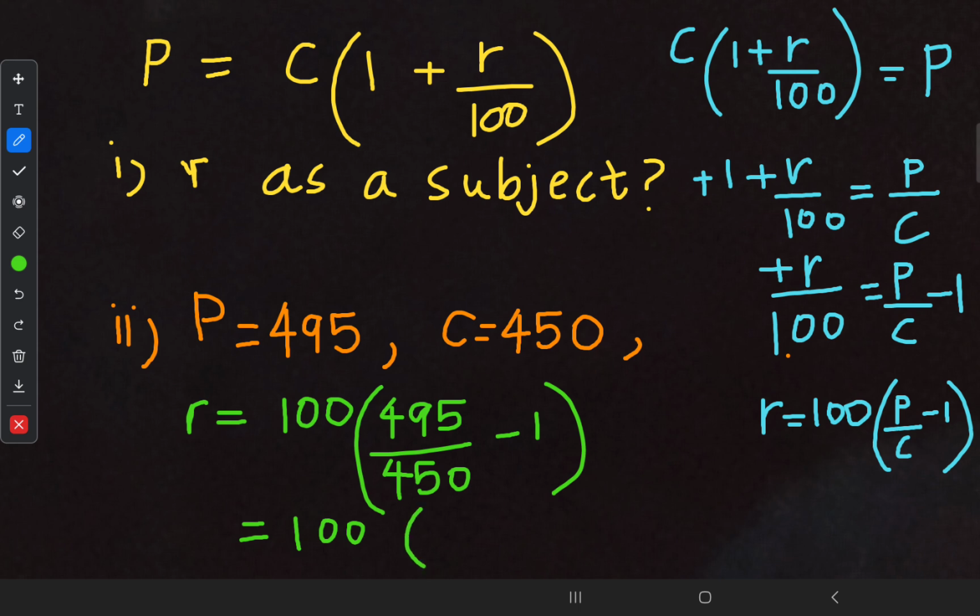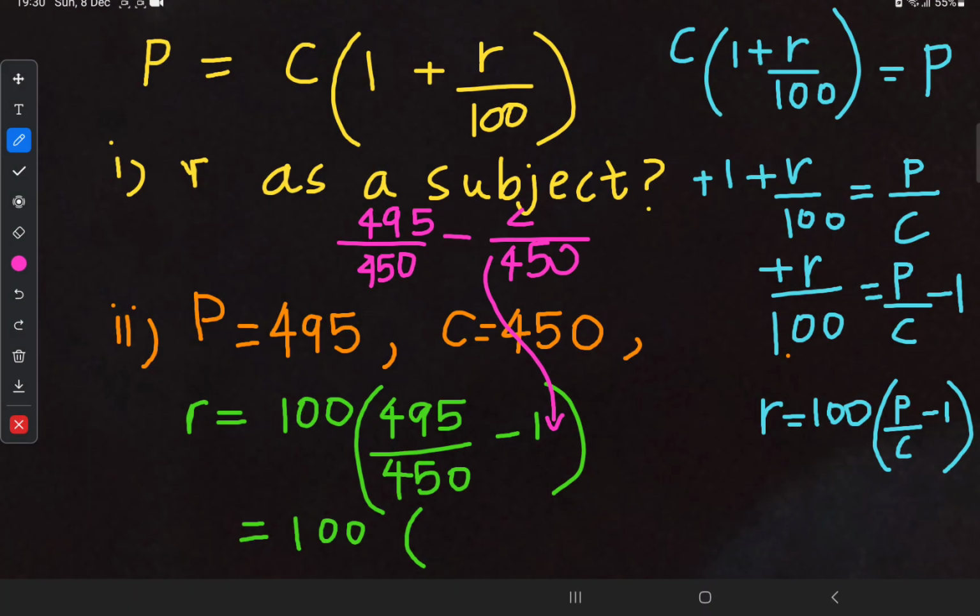Then after, we have to subtract this. I'll do the subtraction process over here, because we don't have enough space here now. This has the denominator 450. The 1 does not have any denominator, so we can express it as 450 upon 450. Over that we have 495 subtracted by 450, upon 450. 1 means that should be a full fraction.